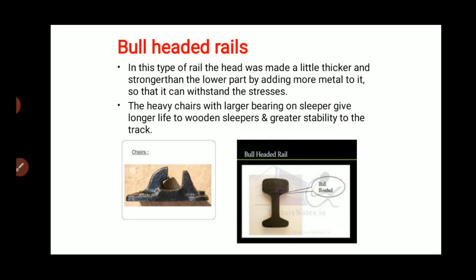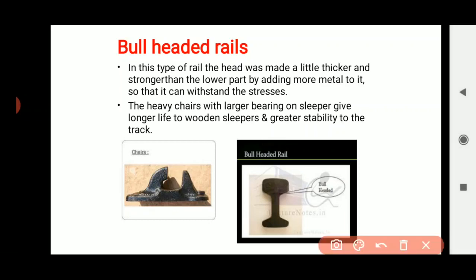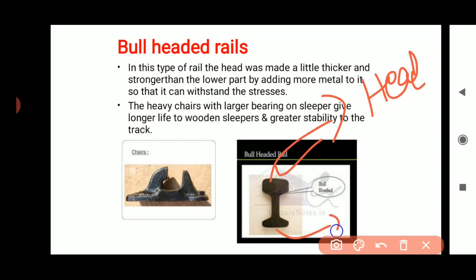So to overcome that, we used bull-headed rails. The next evolution was that of a bull-headed rail, in which the head was made a little thicker and stronger than the lower part by adding more metal to it. You can see here, this is a cross section of the bull-headed rail. This is the head, this is the foot of the rail, and this is the web of the rail. Here you can see the thickness of the head is more than that of the foot, whereas in a double-headed rail, the thickness of both foot and head are the same.